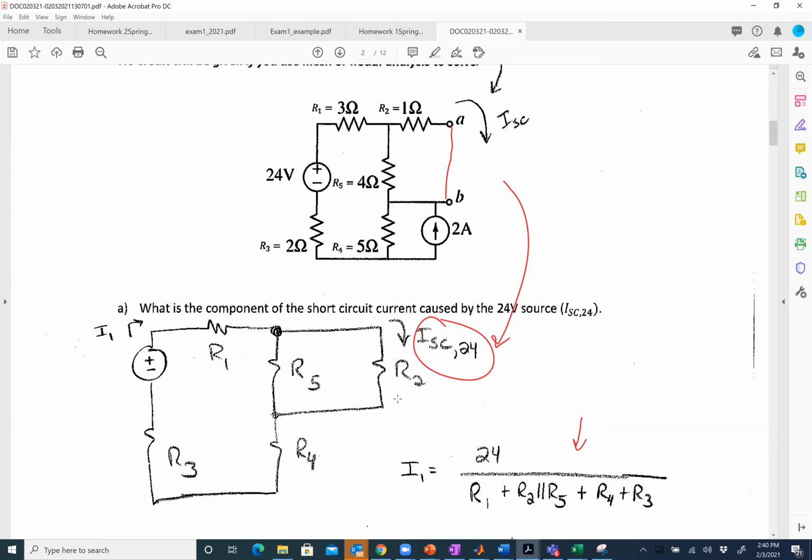Now there's a formula for that, but the way I look at it simply is that since they're in parallel with each other, they have the same voltage across them. If I know the current I1, then the voltage across those is simply I1 times R2 in parallel with R5. Anybody disagree with that?